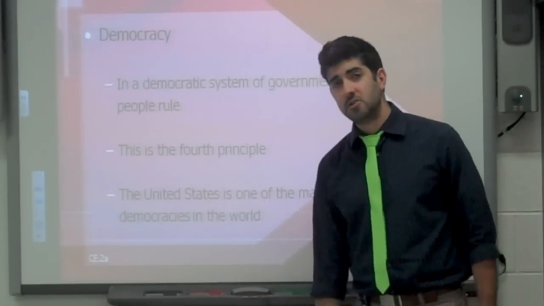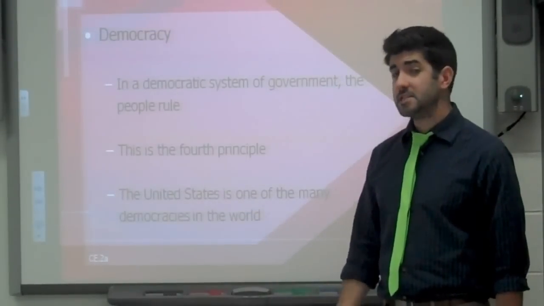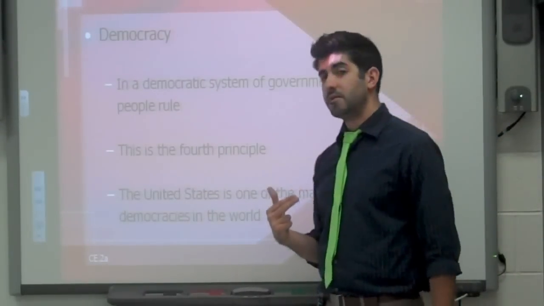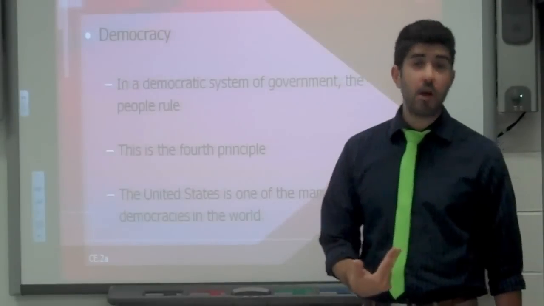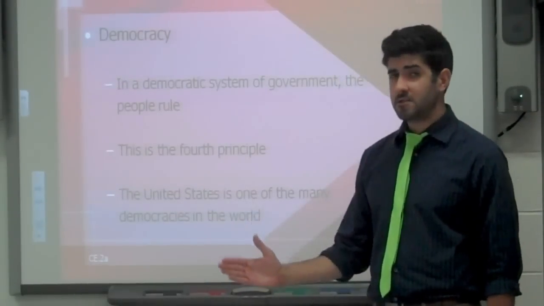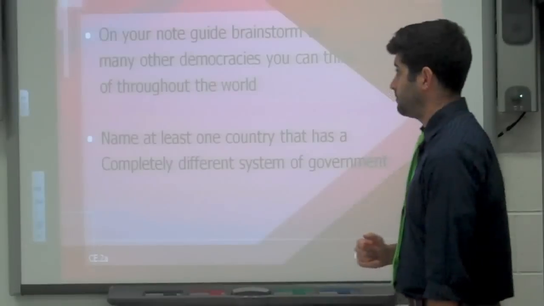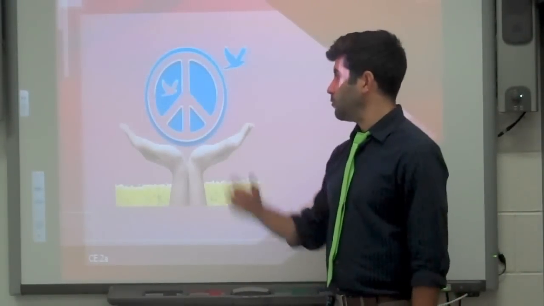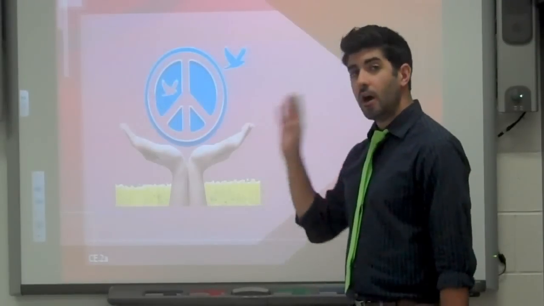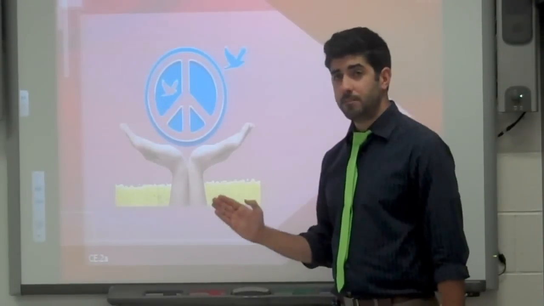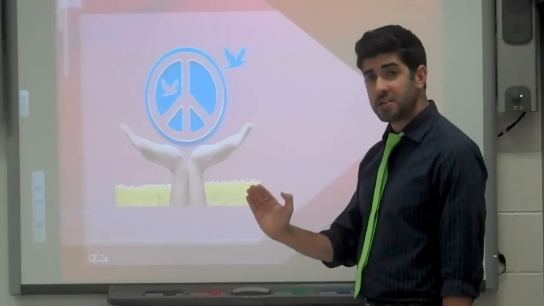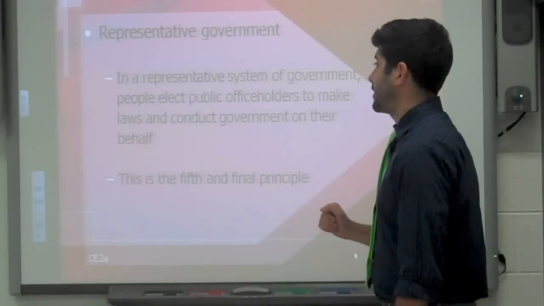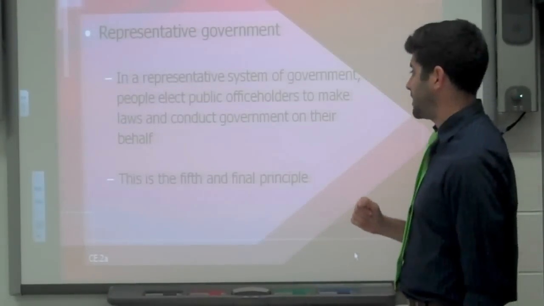Democracy. A democracy, as you've probably learned before, is a system of government where the people ultimately rule. This is our fourth principle of government. The United States is an example of a democracy, not a pure democracy, but a representative democracy. So again, we the people rule in a democracy, and our government gets its power from the people. If the people do not like the direction of government, we have the ultimate say and we can vote them out of office.